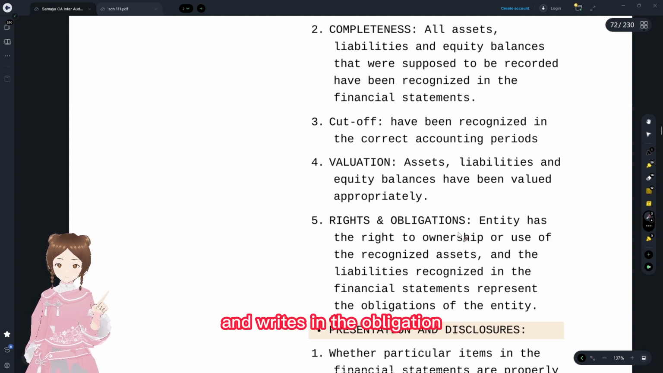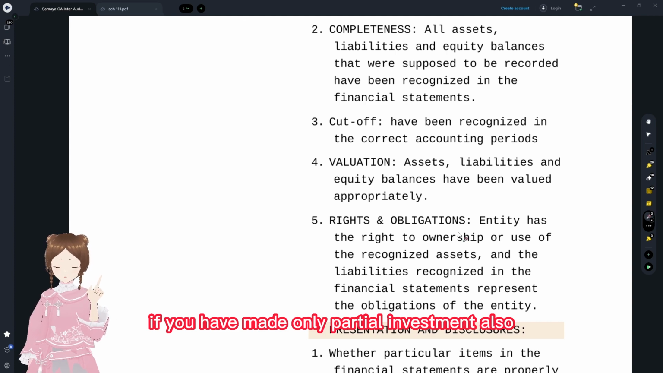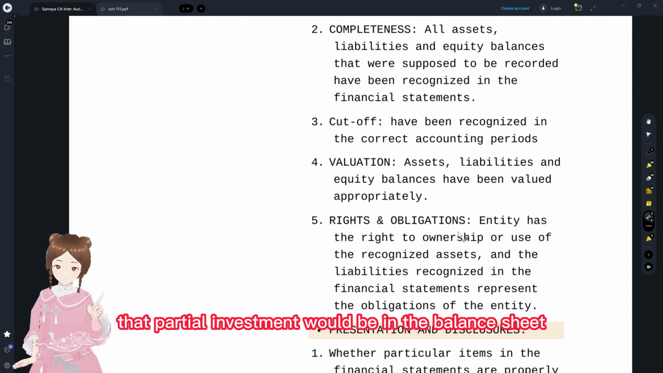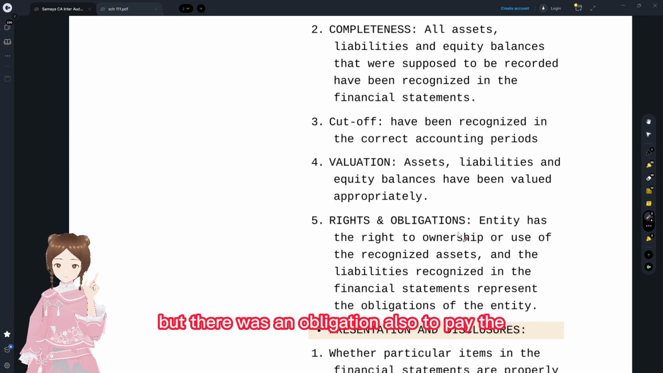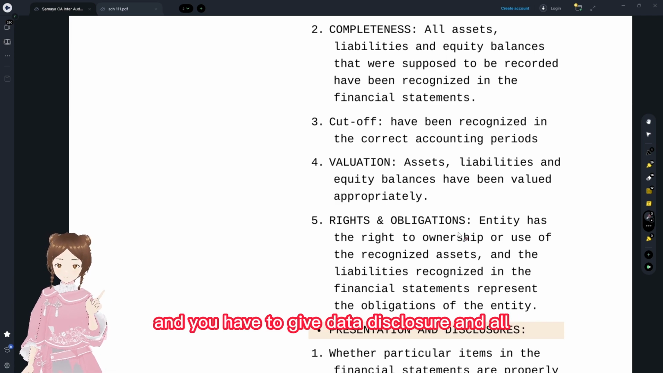And rights and obligations with regards to any kind of assets. If you have made only a partial investment, that partial investment would be in the balance sheet, but there was an obligation also to pay the remaining portion of the investment, right? And you have to give a disclosure for that.